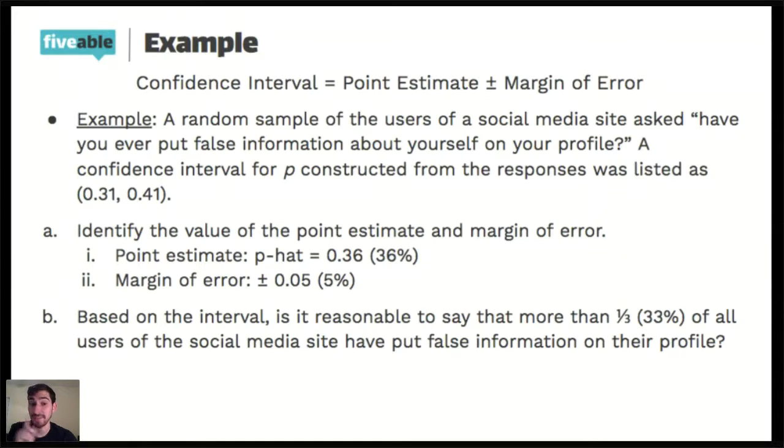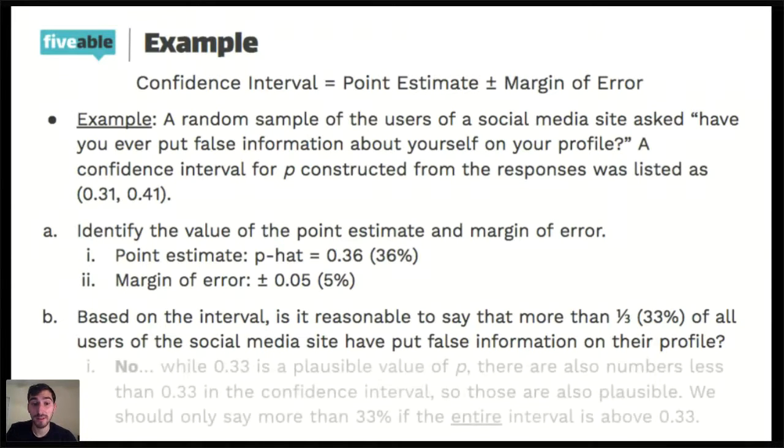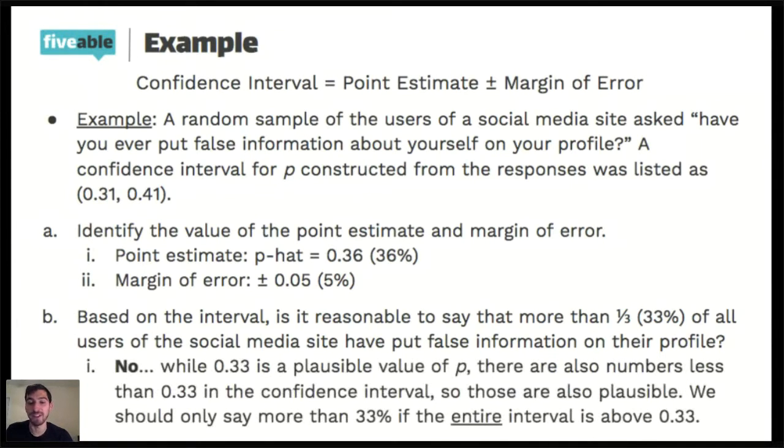Well, Dara, I hate to break it to you, but you are right. It is, in fact, no, not reasonable, because 0.33 is in the interval. This is where a lot of people get it wrong. They go, oh, 33%, that's reasonable. That's in the interval. So it has to be true that more than 33%. But the whole interval would have to be above 0.33 for me to justify, yes, it's more than 33%.